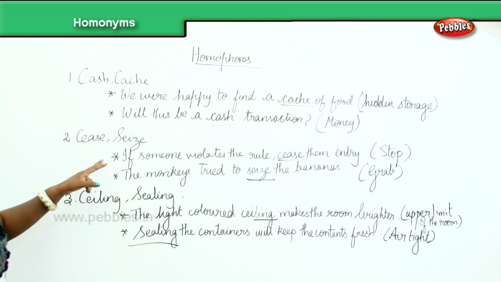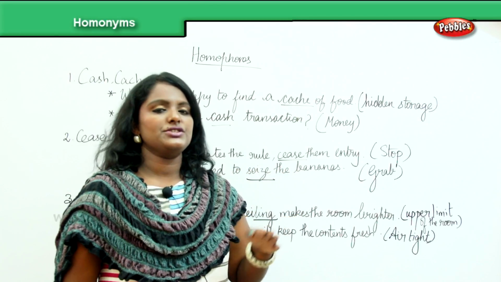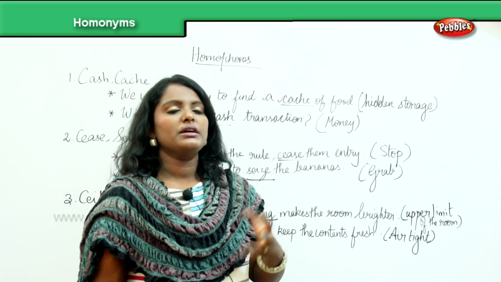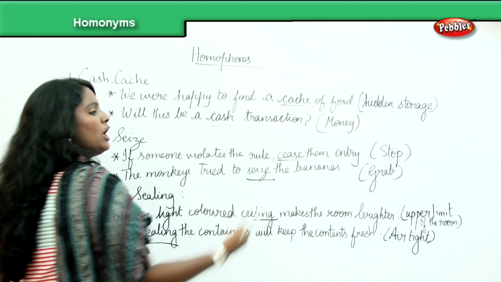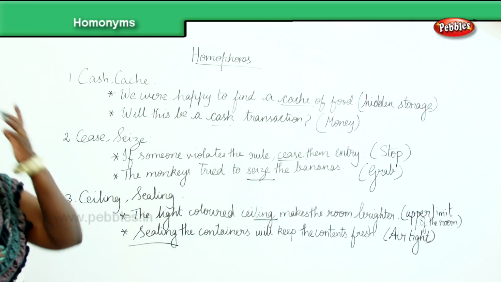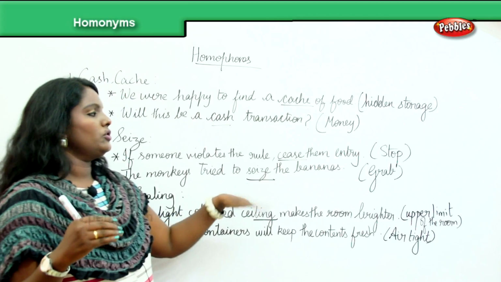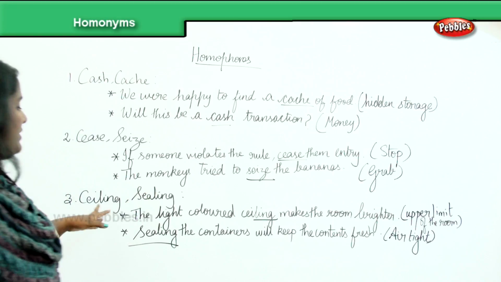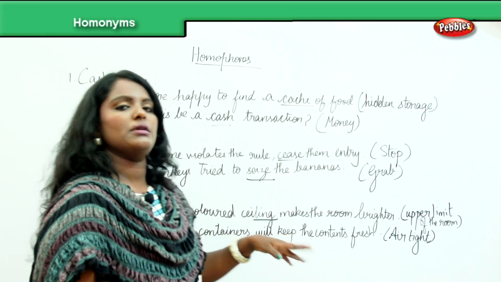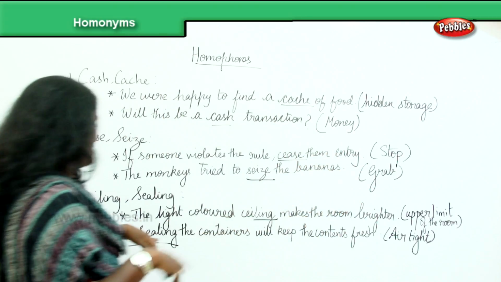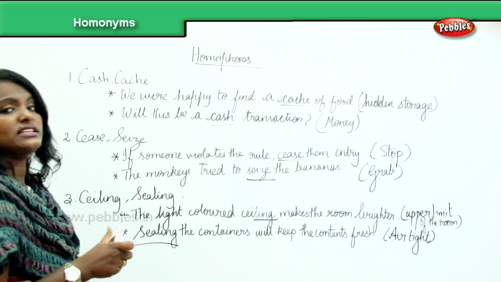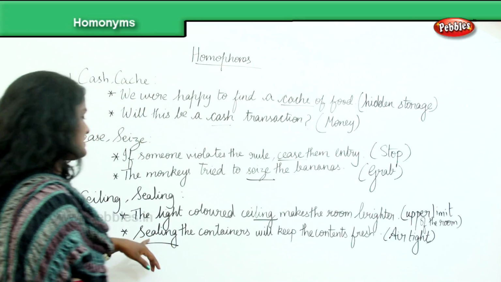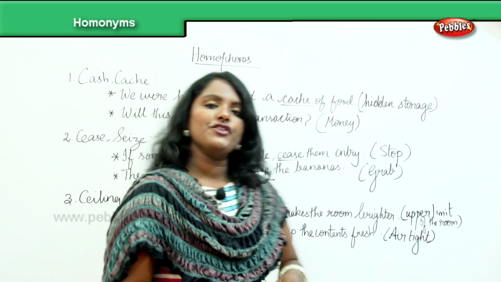Seize and seize. If someone violates a rule, seize them entry. Stop them from entering. The monkeys try to seize the bananas. The monkeys try to grab. So you should understand how the meaning of the entire sentence changes and be careful not to interchange the words. Next set of words, ceiling and sealing. This ceiling, C-E-I-L-I-N-G, is about the upper limit of the room. Whereas this sealing means airtight. The light colored ceiling makes the room brighter. Sealing the containers will keep the contents fresh.